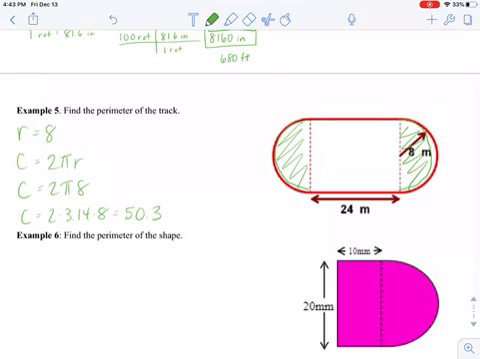Now this is called a composite shape. I'm not quite done yet. I'm trying to find out how far I would go around the track. And I just figured out the curved pieces, but now I have to add these straight pieces, and each straight piece is 24. So I'm going to take 24 plus 24 plus 50.3. And again, the 24s are these straight pieces, and then I'm adding the 50.3. And that yields 98.3.